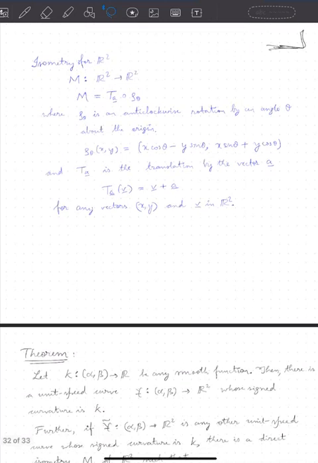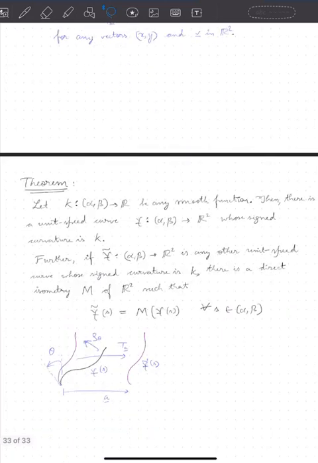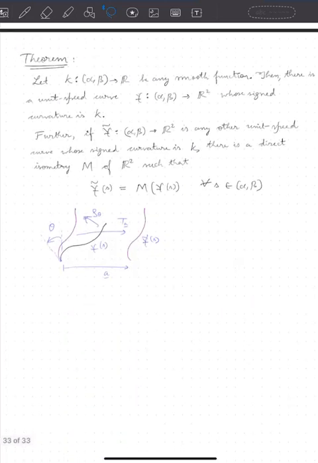And TA denotes a mapping which applies a translation to any vector by a constant vector A. Right? In this case, TA of the vector V is going to be V vector plus A vector, and it will do so for any vector V in R2. Right? Okay. Then we moved on to talking about a theorem, which we said we'll try to prove in this session. So let's start with that.